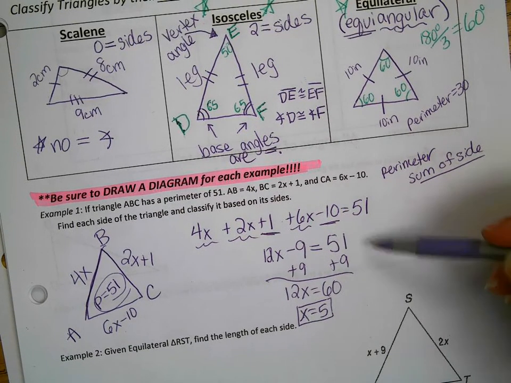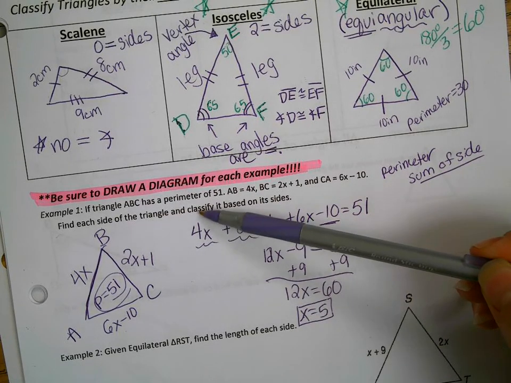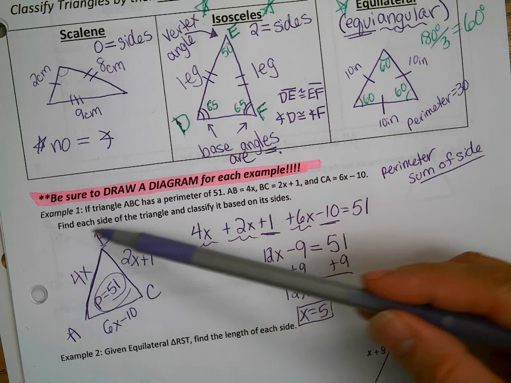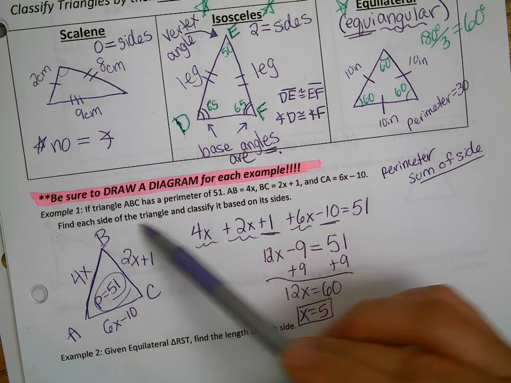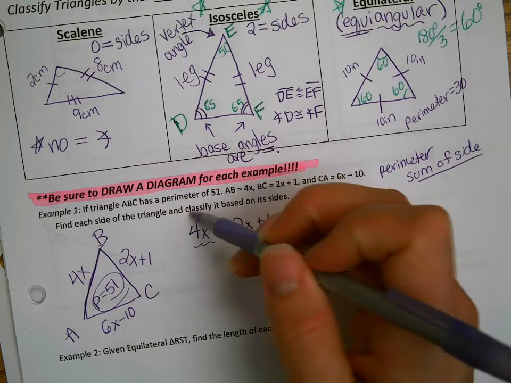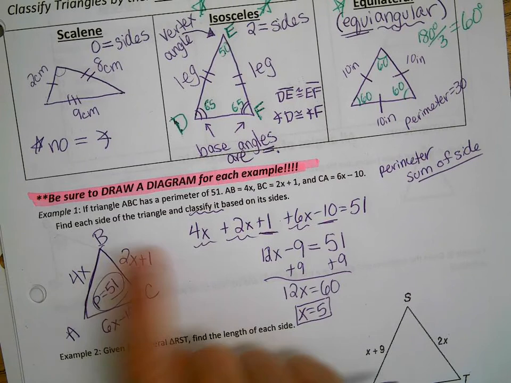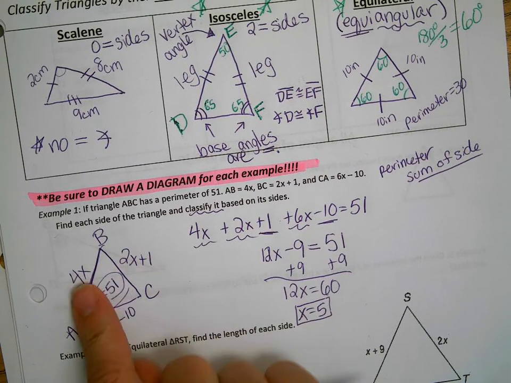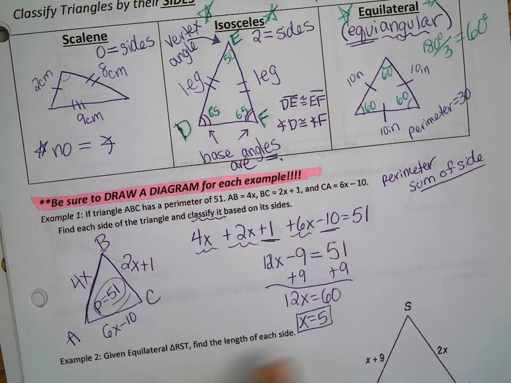Now we're not done with the question, okay? So what we have to do is always reread back through what they've asked us for. Did that ask us to find the value of x? No, we needed it though, so we can find each side of the triangle and classify it based on its sides. So sometimes when you substitute a value in, this one and this one might be the same measure, therefore it'd be isosceles. Or if you sub a value of x back in and they all end up being equal, it would be equilateral.